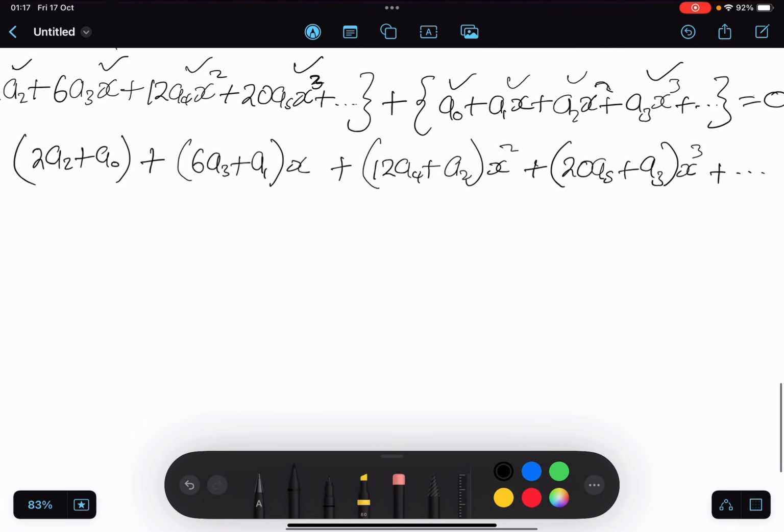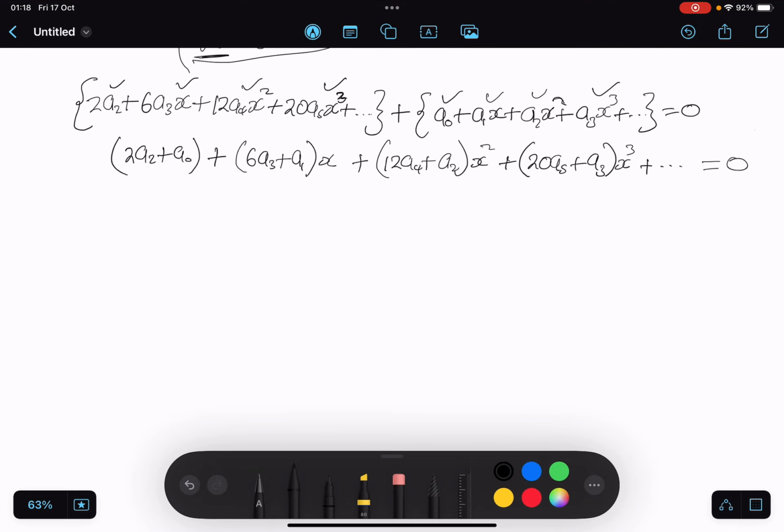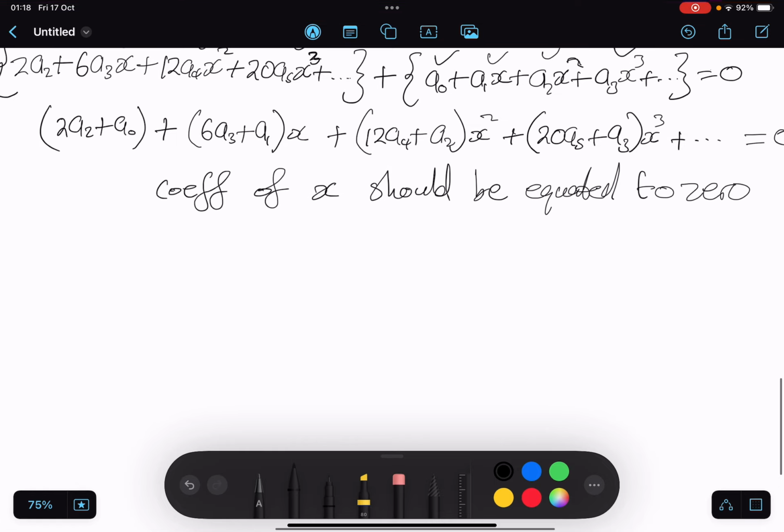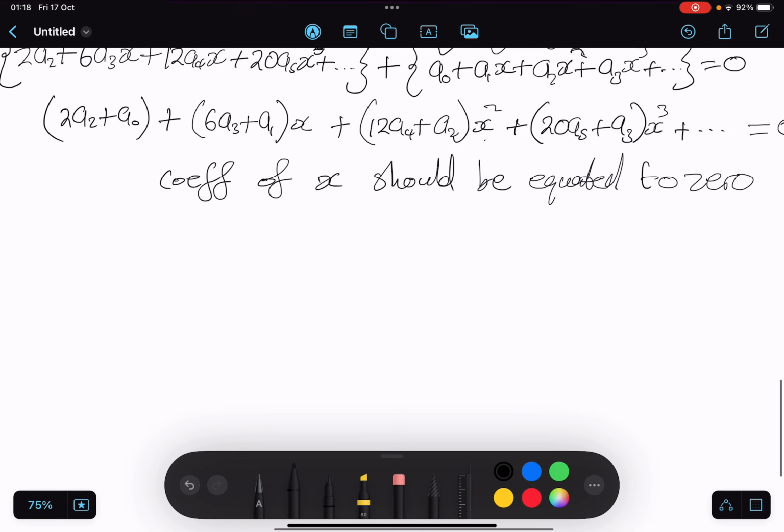And then from here, you need to make an argument. We are saying when we're adding these terms, they have to give us 0. And in order for you to get a 0, the coefficient of x should be equated to 0. So what does this mean? This means 0 plus 0 times x plus 0 times x squared plus 0 times x cubed, etc. You have to get 0. So these are equated to 0, right?